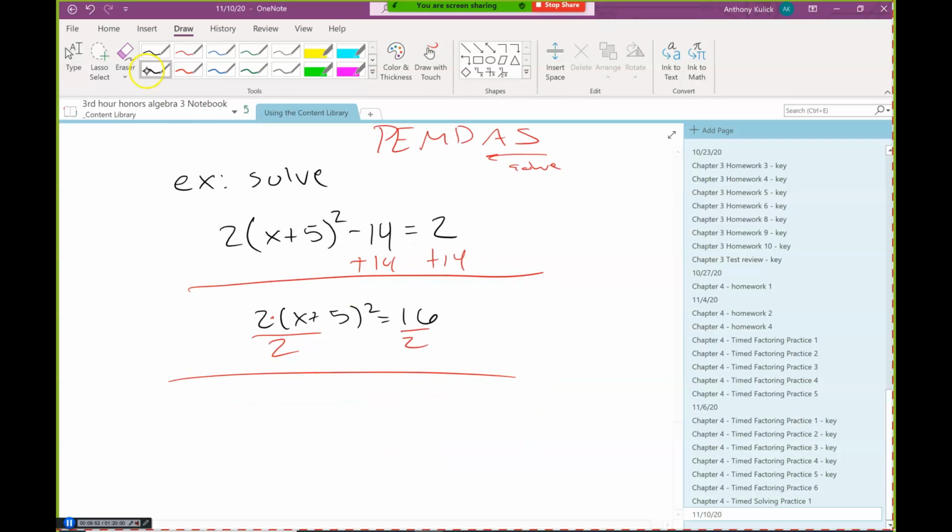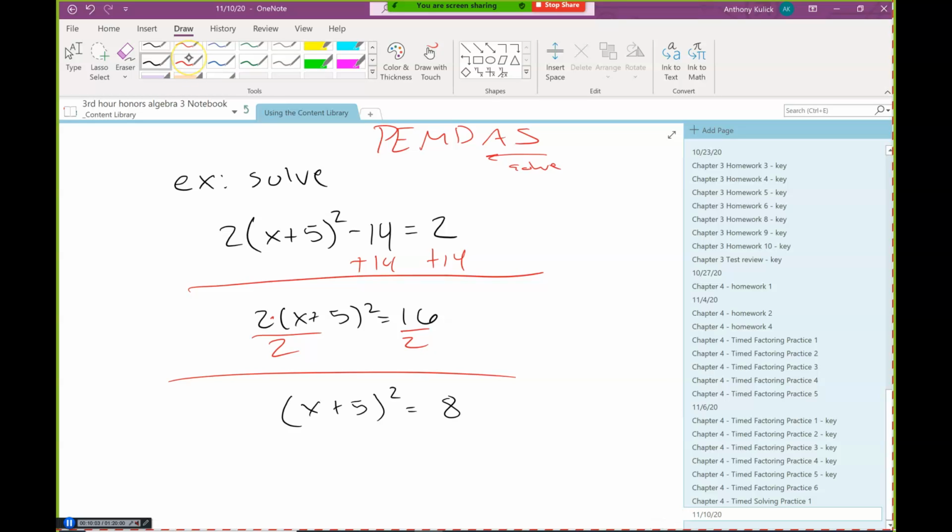Everybody okay there? Okay. Now we have to worry about any exponents. We have an exponent in this problem, right? We have this squared. How do I undo that squared? I square root both sides.